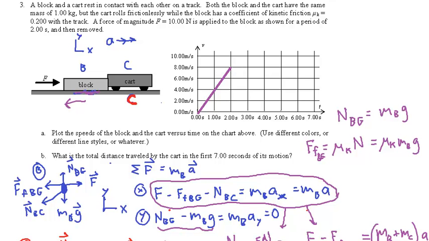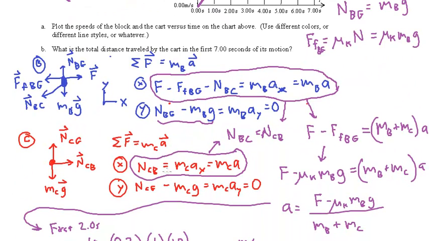What did I say? Did I say 2.0? I don't even remember now. Whatever. 0.2, okay, times the mass of the block, which was 1, times g, which I'm going to use 10 for because I just like doing that. And then mass of the block plus mass of the cart is 1 plus 1. So your acceleration initially is going to be 10 minus, so it's going to be minus 2. So 8 over 2 is going to be 4.0 meters per second squared.